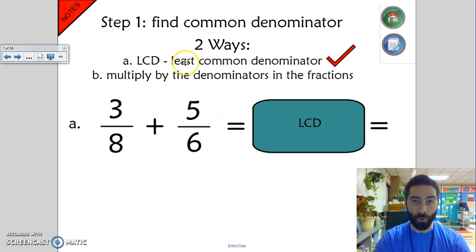So A is all we're going to focus in on. B is for a little bit later on. All right, that's the second way of finding a common denominator. But the first way I want you to focus in on is the least common denominator.